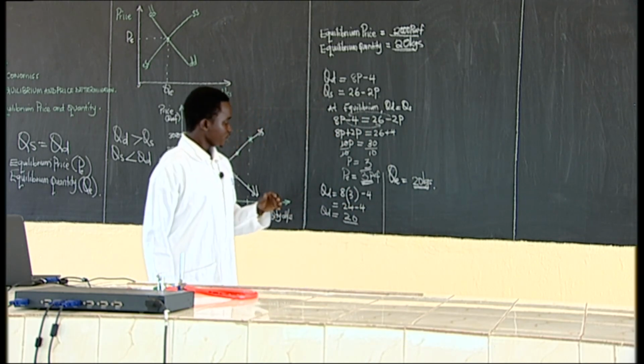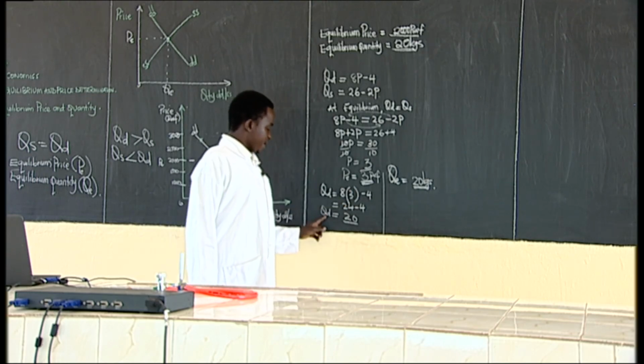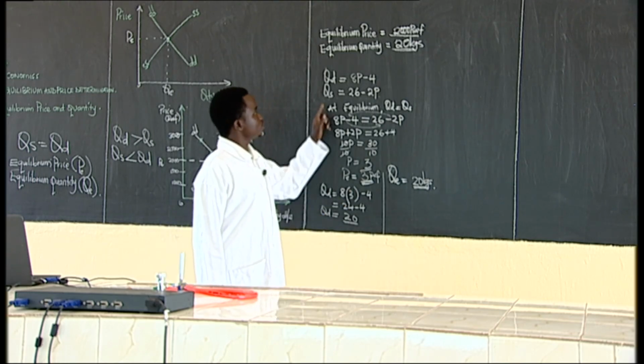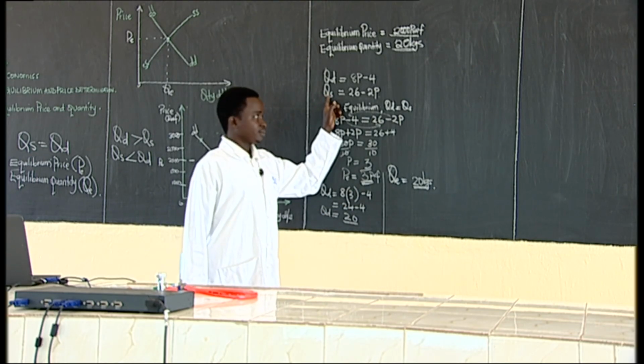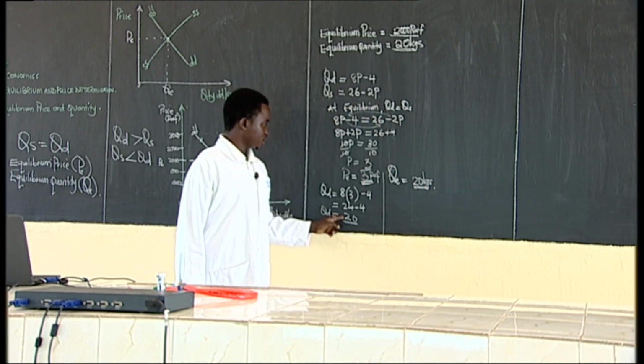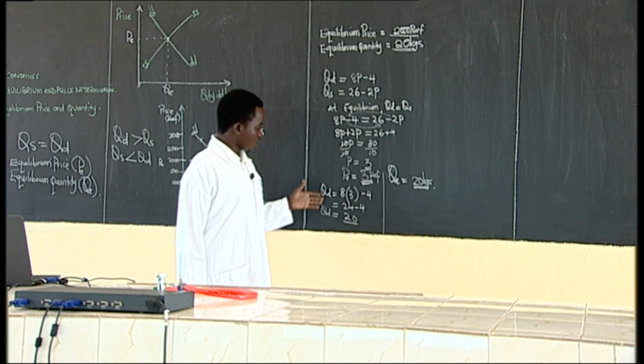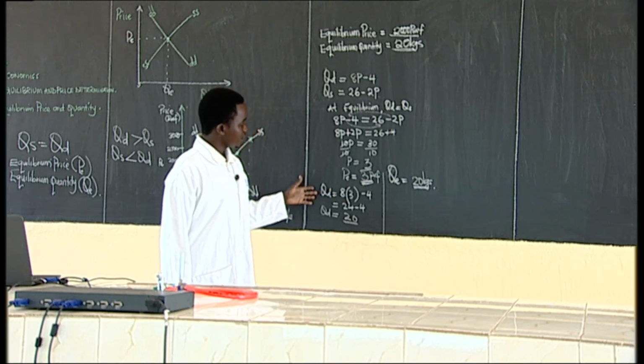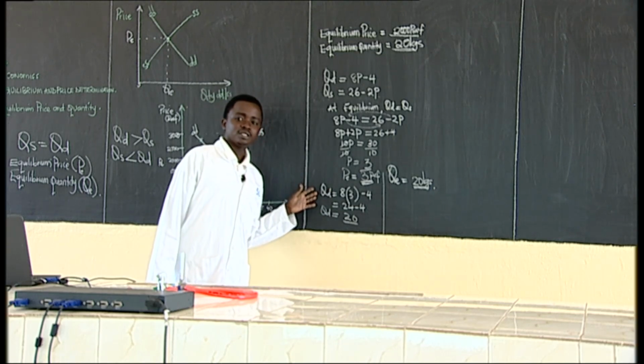So quantity demanded should be equal to quantity supplied, because if you put the value of P here, you get 20, you get 20. So that's how you can solve this, and then you determine equilibrium quantity and equilibrium price.